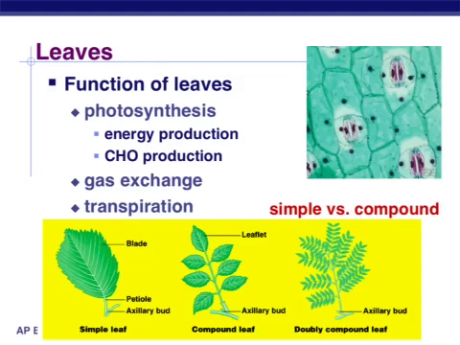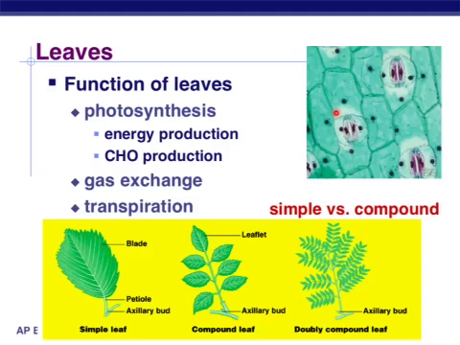Let's hit the leaves up again. We know that the leaves are the solar panels of a plant. This is the site of photosynthesis. It's where we're going to make energy. It's where we're going to produce glucose. It's also where gas exchange takes place due to those openings called stomata, and it's also where transpiration will take place, where water can evaporate off of the leaf.